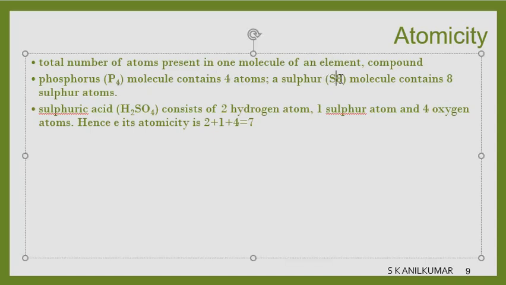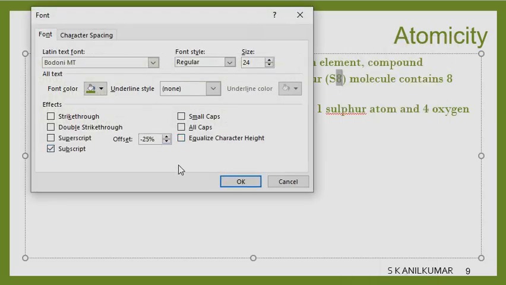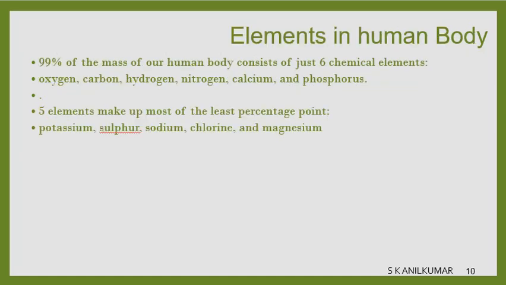Sulfur is S8. How do we have to write 8? We have to write 8 as a subscript, right? Sulfuric acid, H2SO4, has 4 oxygens, 1 sulfur and 2 hydrogens. So total how much? 2 plus 1 plus 4 is 7 atoms in total. So the atomicity of sulfuric acid is 7, right? So this is how we arrive at, or understand, the atomicity.